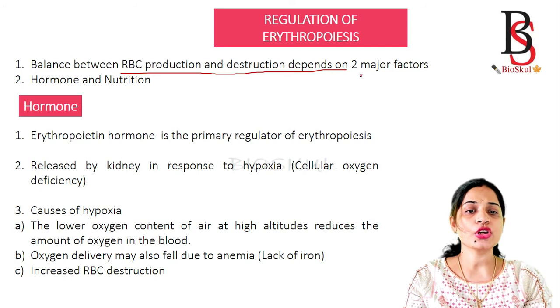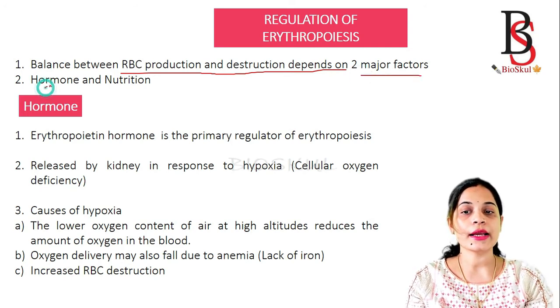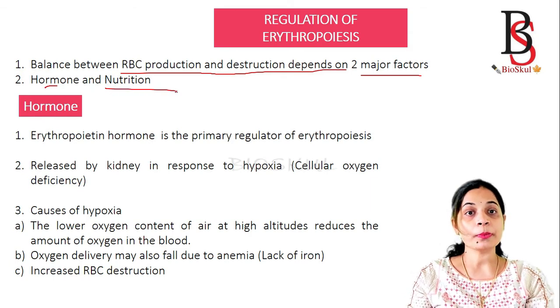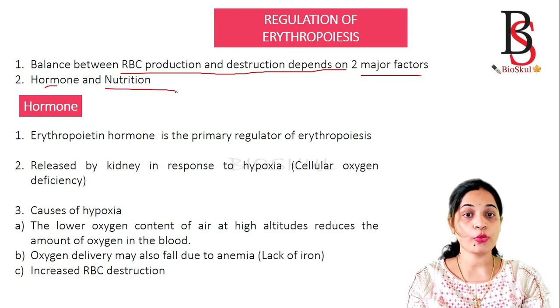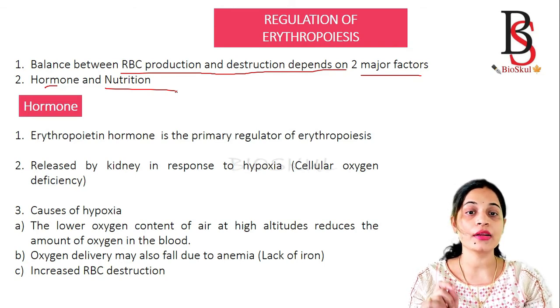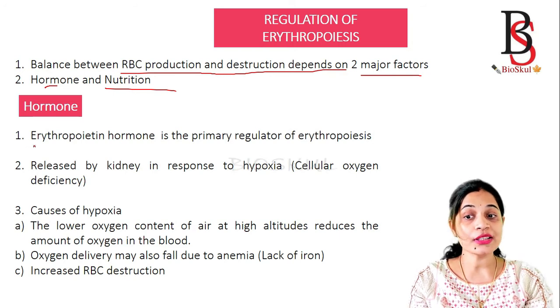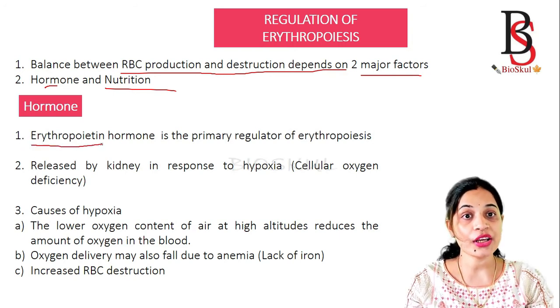It depends on two major factors. What are those factors? One is the hormone and the second one is the nutrition. So first we will see how the hormones regulate the process of erythropoiesis, and which hormone regulates it. The hormone that regulates the process of erythropoiesis is known as erythropoietin.